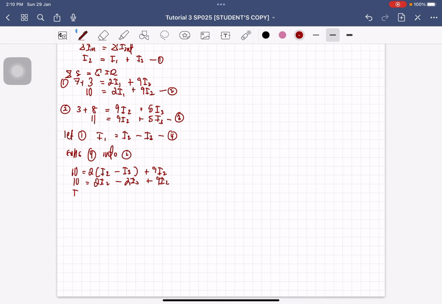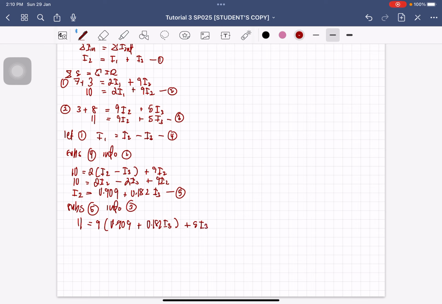So, I'm gonna let I2 equal to 0.909 plus 0.182 I3. So, this is our fifth equation. So, what we are gonna do is we are gonna substitute this fifth equation into our third equation, supaya kita dapat satu saja unknown lah. So, this is going to be 0.909 plus 0.182 I3 plus 5I3.